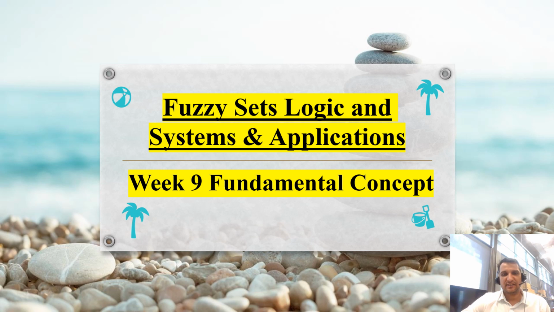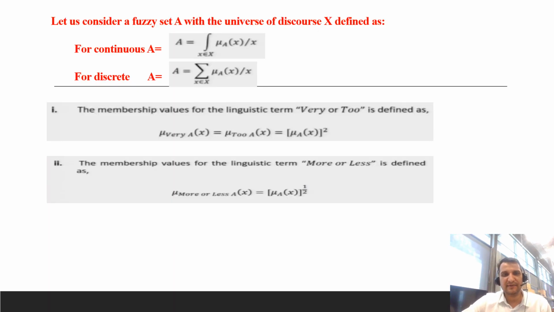Fuzzy set logic assignment 9, that is week 9. What is the fundamental concept? We are given a fuzzy set A with the universe of discourse. For continuous it is given as, and for discrete it is given as. Now we have 4 formulas. For the membership value with the linguistic term very or true, if this is available, then we have to square that particular membership value.